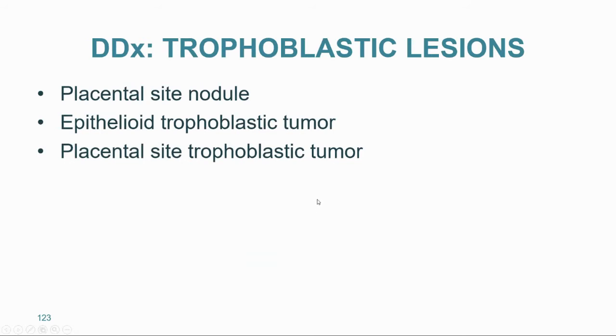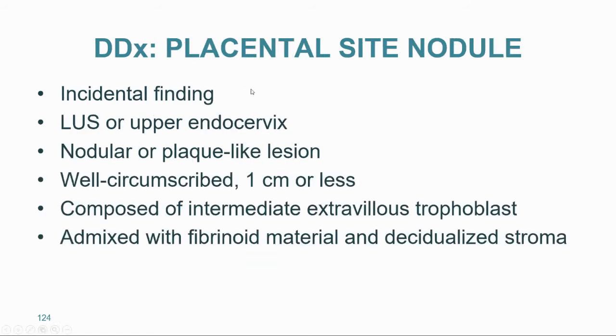Other trophoblastic lesions will also fall into the differential sometimes of squamous cell carcinomas and glassy cell carcinomas for that matter. We're going to talk about placental site nodule, which is usually the most common, incidentally found because these lesions are microscopically very, very small, up to 1 centimeter, seen as nests of intermediate extravillous trophoblasts, characteristically admixed with fibrinoid material and sometimes decellularized stroma, which are helpful features.